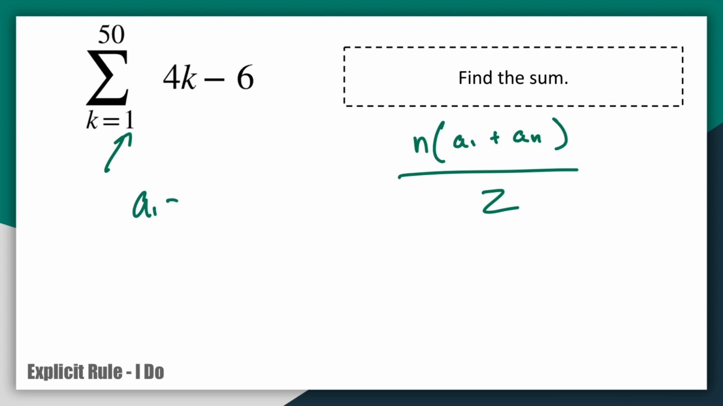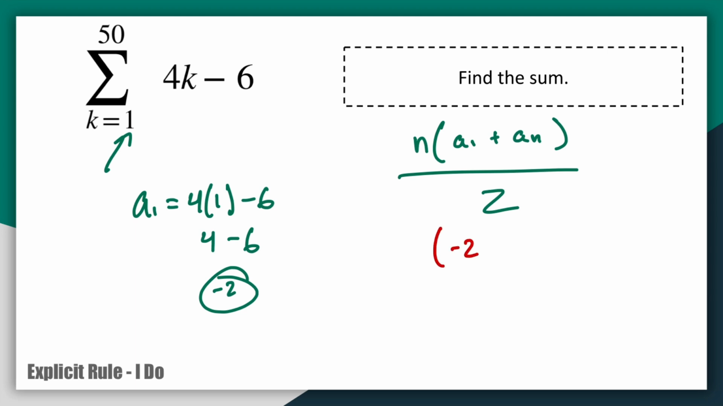So a of 1 is equal to 4 times 1 minus 6. So 4 times 1 is 4. 4 minus 6 is negative 2. Okay, so we're getting somewhere. We have negative 2. Then we need to find the last term, the n value, which here is 50. So we're going to take 50 and plug it into our rule.